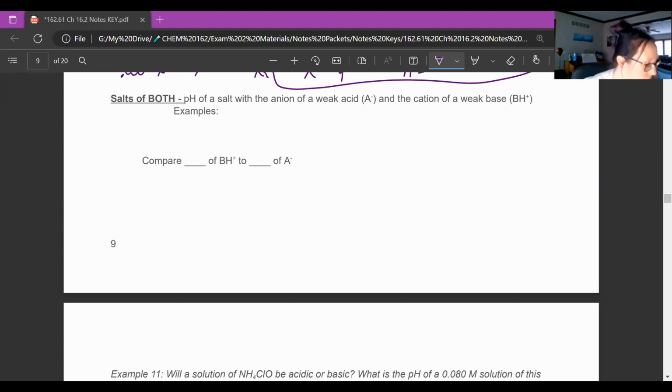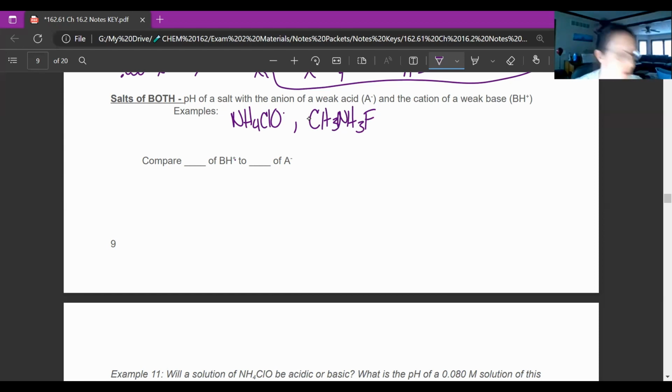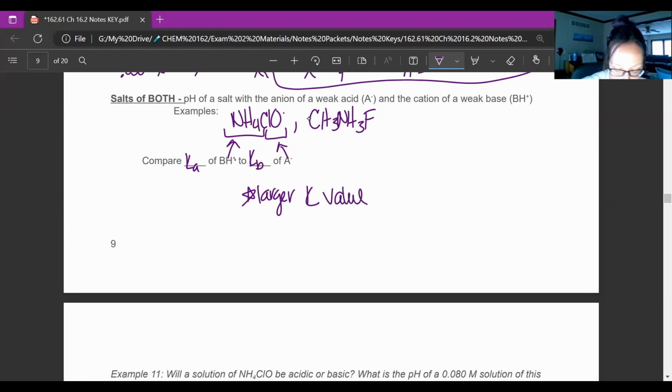For example, like I just gave you, if I had NH4ClO, or let's see, CH3NH3 with F. Either of those are conjugates of both weak acids and weak bases. So we're going to compare the Ka of BH plus, for my example that would be that, and the Kb of the A minus, for my example that would be that. Whichever one has the larger K value wins, it dominates, that's the one that occurs. And that's the one we're going to use to calculate pH.